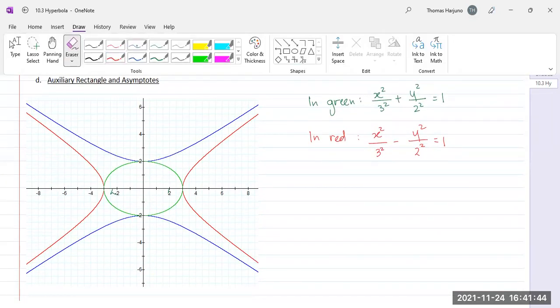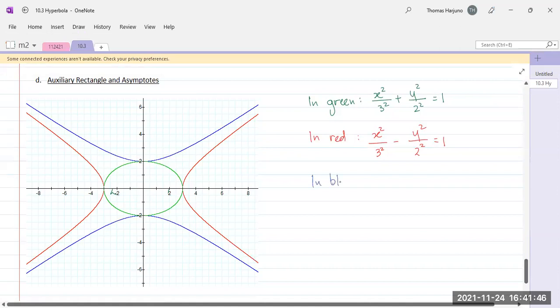The one in blue will be up and down, right? So the transverse axis is the y-axis. That will be y squared over 2 squared because the vertices are (0, 2) and (0, -2), minus x squared over something we don't know yet if we only look at the blue part. But here, because we already have the ellipse, we know it must be over 3 squared.